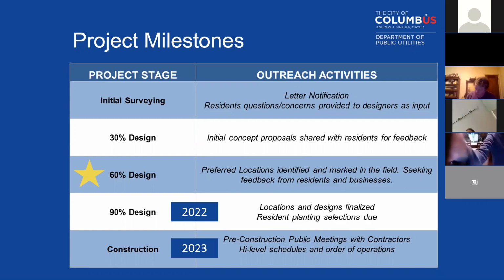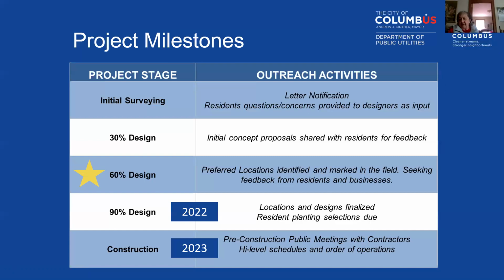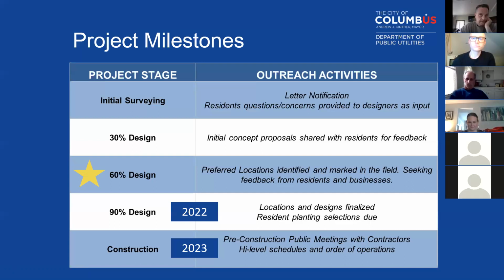And so basically where we're at here, we had started our initial surveying and we had our 30% design meeting in 2018. That's where we shared our initial concept proposals to get feedback from residents. And now we are at our 60% design. I realize these milestones probably mean nothing to anybody except for us, but 60% design is really where we've identified those preferred locations. We've explored the constructability a little bit more, right? And that usually results from coordination with other departments, particularly Department of Public Service, and then the different utilities. So we've been coordinating with them, and now we really want to make sure to hear back from the residents.